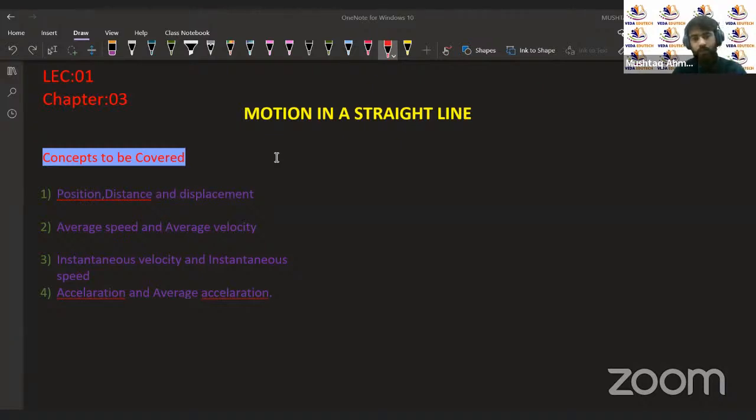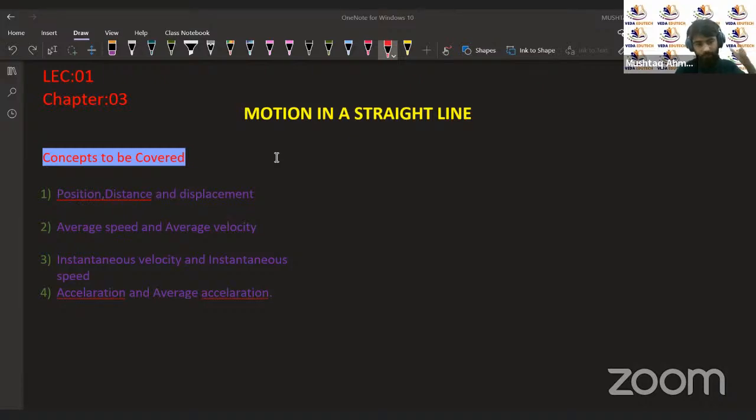So in the last class, we completed the chapter on vectors, and we discussed the cross product of vectors, and that was it with respect to vectors. Now today in this class, we'll be starting with the kinematics portion, and particularly we'll be starting from chapter 3 of your NCERT, that's motion along a straight line.